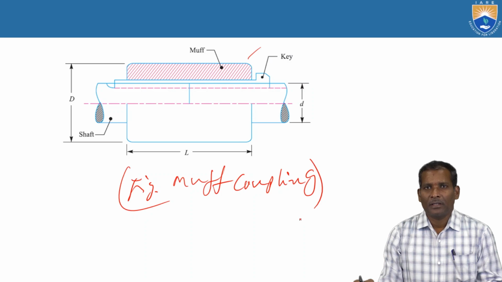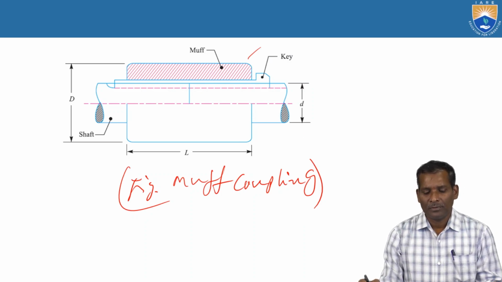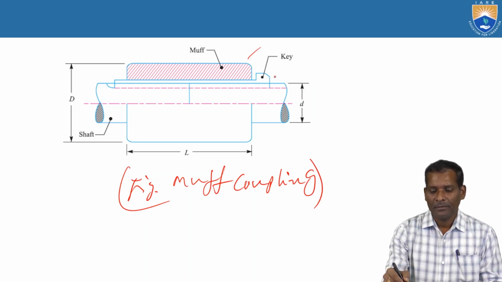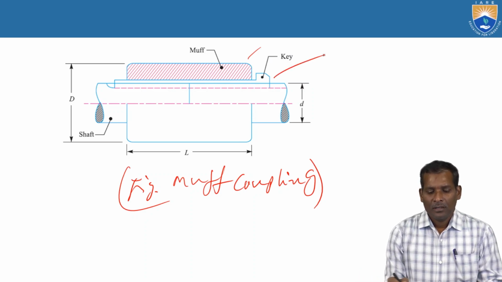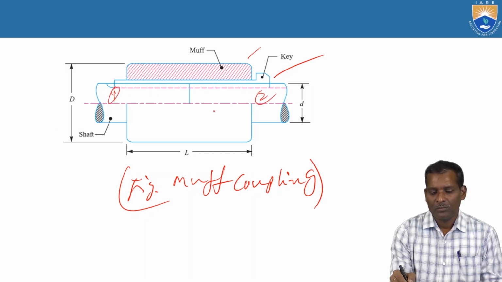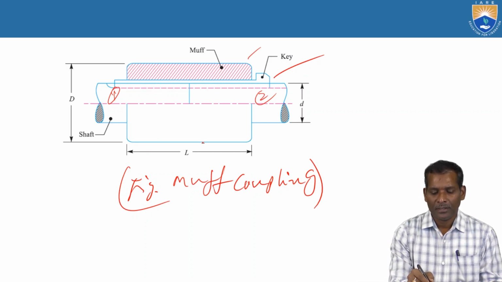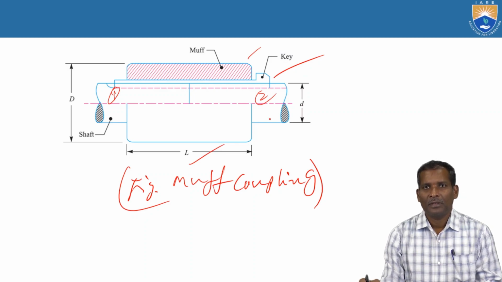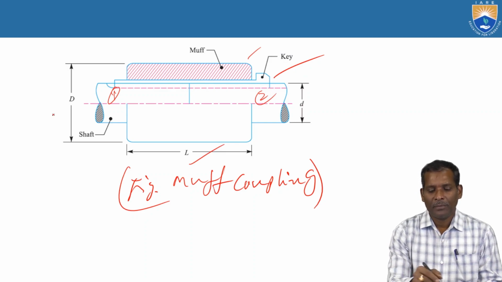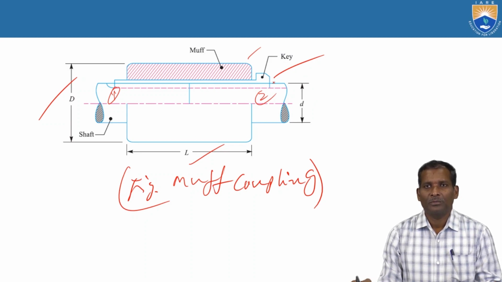In the muff coupling, two shafts are connected with the muff and key. Shaft 1 here and shaft 2. These two are connected with the help of this muff. The muff dimensions are L, the length of the muff, and capital D, the diameter of the muff. Small d is the shaft diameter, and the key dimensions you already know.